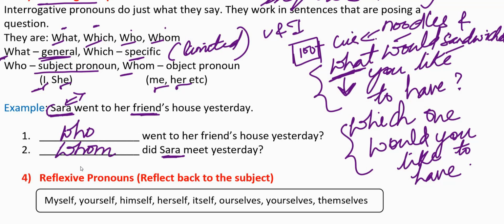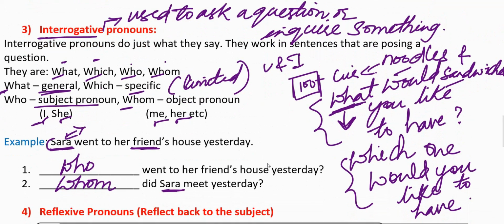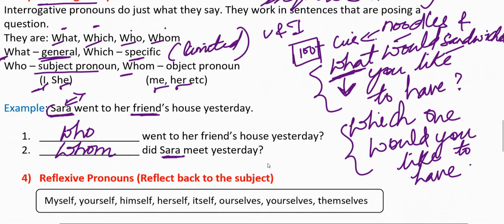So who is used to ask about the person or to ask about the subject, and whom is used to ask about the object. I hope you have understood the concept of interrogative pronouns. Let us now look at reflexive pronouns.